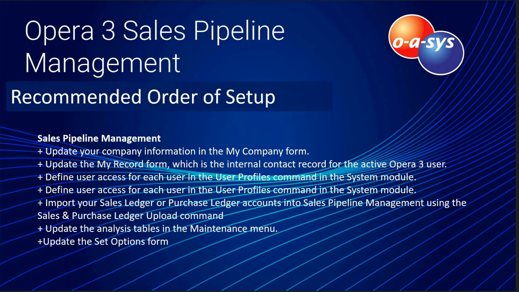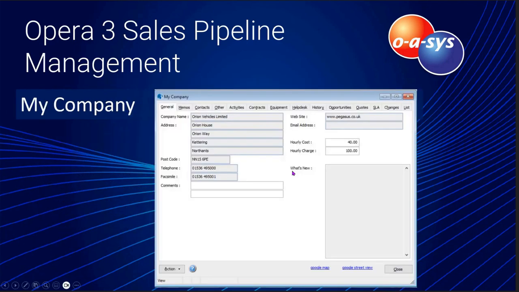I define access for this module within the user profiles. Once you use the module and areas installed, there you select what access the user will have to the SPM information. You can import your sales and purchase ledger accounts from sales and purchase ledger into sales pipeline management. It's just an upload, and we'll look at that later. And you can update analysis tables in the maintenance menu, and you definitely have to update the set options before you can use the menu items.